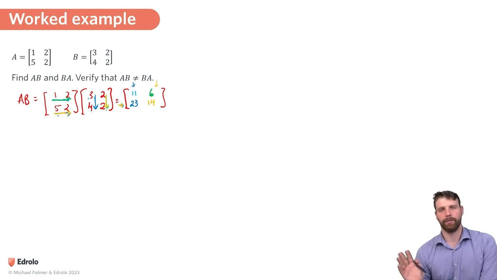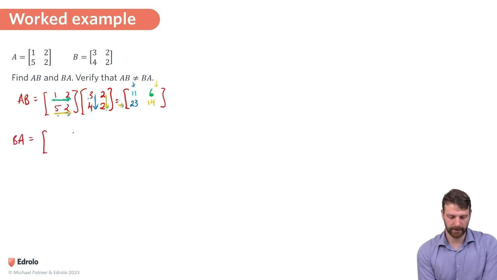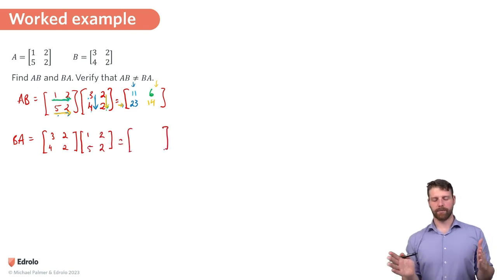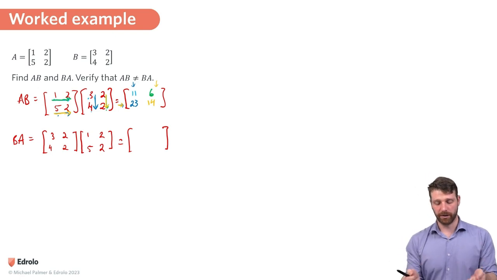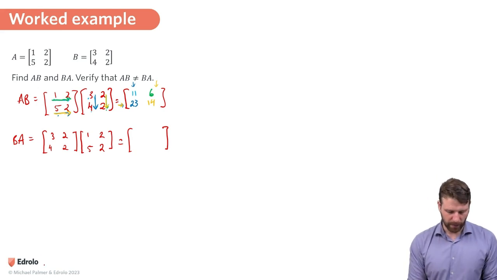Now I need to do BA and verify that it's not the same as AB. So let's do that. I'm going to find BA. I'm going to write it out: 3, 2, 4, 2, and this one's going to be 1, 2, 5, 2. And I'm going to get a 2 by 2 matrix. Last time I did it in the order you might be used to. I'm actually going to do it backwards this time to show you that you can work out any entry at any time, or maybe I'll just do it out of order in any way I feel like.